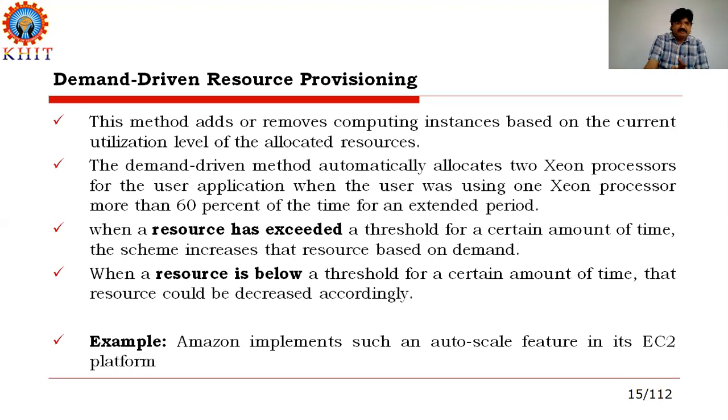This demand-driven resource provisioning method helps the end users by adding or removing cloud computing instances based on the utilization level and allocated resources over a period of time. The current utilization level of allocated resources will be automatically scaled up or scaled down based on the demand-driven method only. The demand-driven method automatically allocates the processors to the end users.